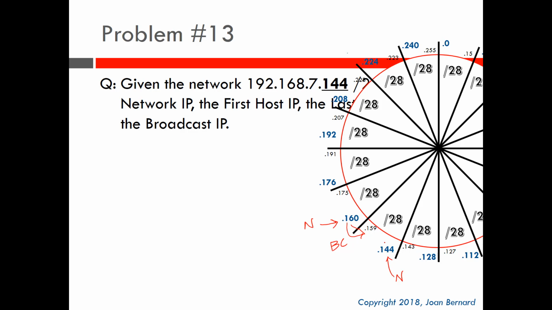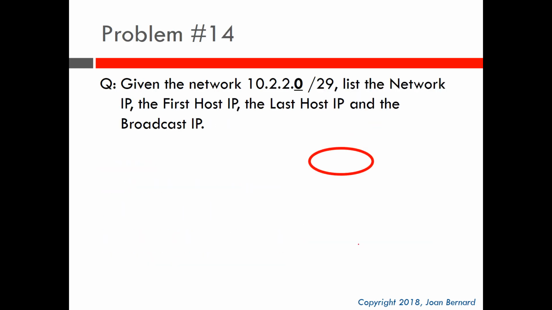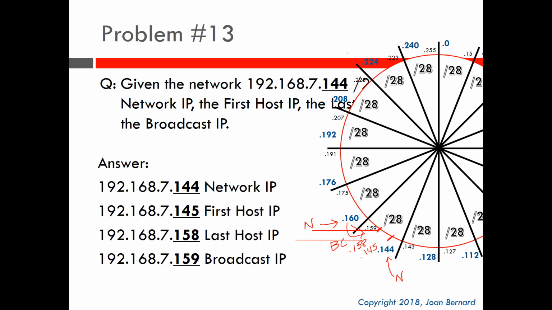So from 144 to 159, that is our 16 IP addresses, which means one greater than the network would be 145. That's going to be my first host. And one less than 159 is 158, which is going to be my last host. So 145, my first host, 158, my last host. So let's see how we did.